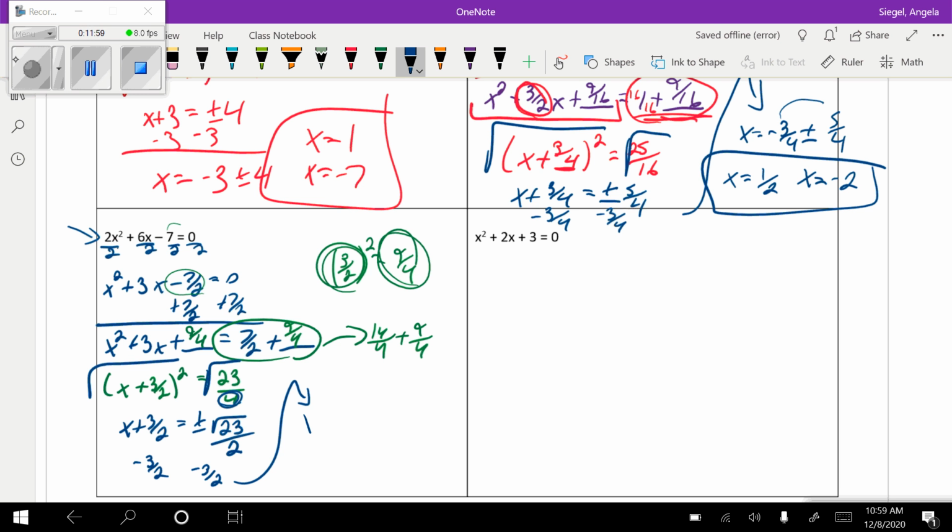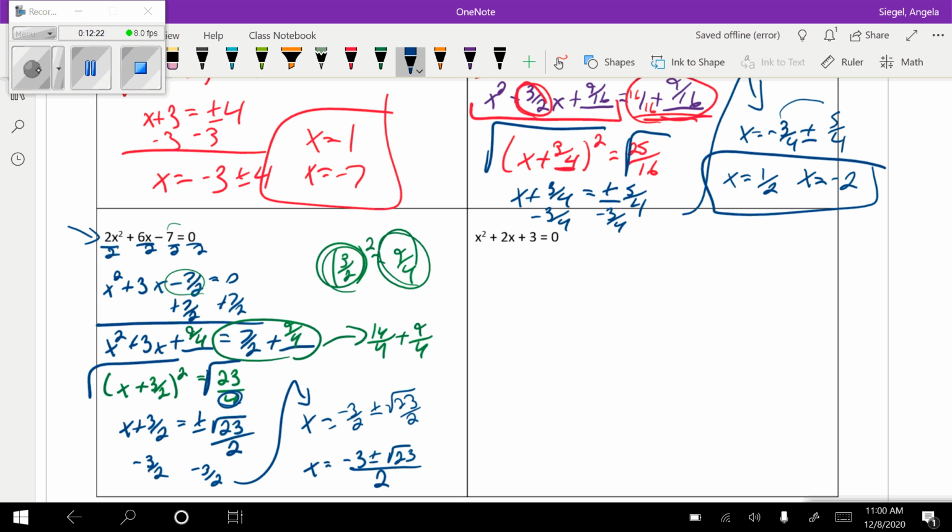And I get x equals negative 3/2 plus or minus square root of 23 over 2. So we can either write it like that, or we can write it where we combine it like that. It just kind of depends on the problem, what it's asking for, and all that good stuff.